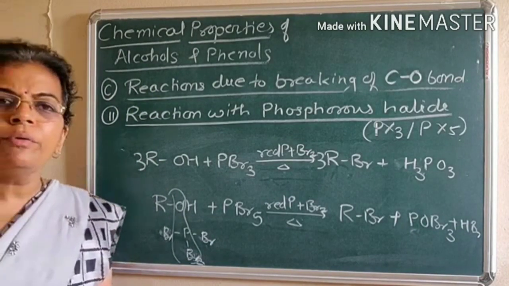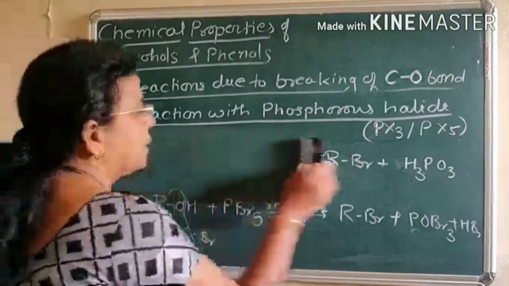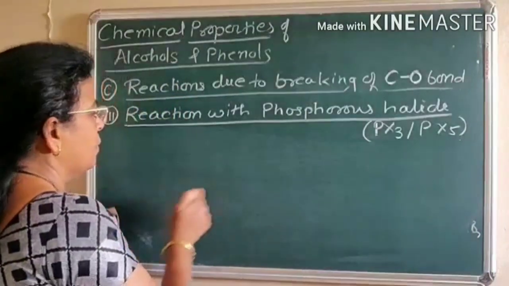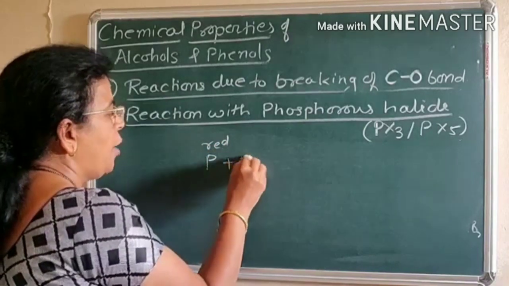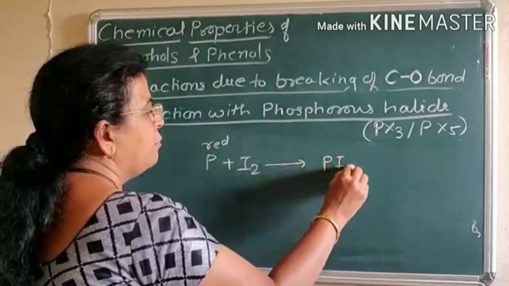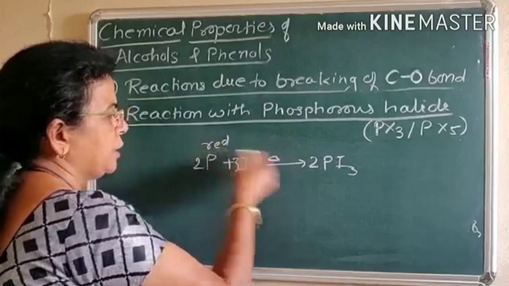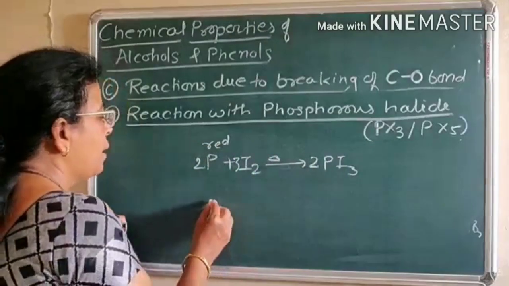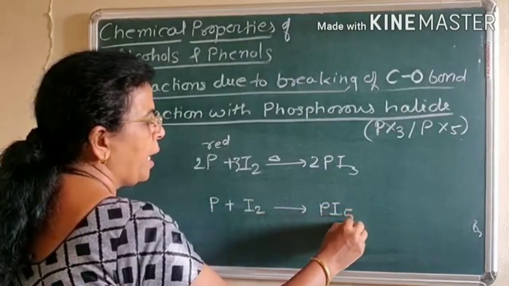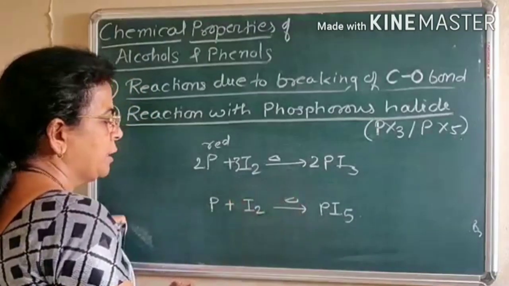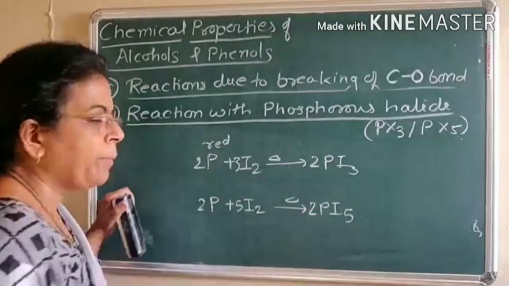Similar reaction is carried out with iodine, or phosphorus triiodide and phosphorus pentaiodide, like this. Now here red phosphorus is first refluxed with iodine molecule to form PI3. We have to balance this reaction. Here write twice, here write thrice, here write twice. Reflux this. You will get first PI3. Then if you prepare PI5, that is phosphorus pentaiodide, then reflux this. You have to balance this reaction. Write 5 here, here twice, here twice. Then you will get PI5.